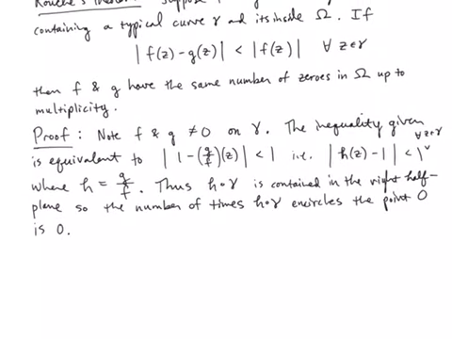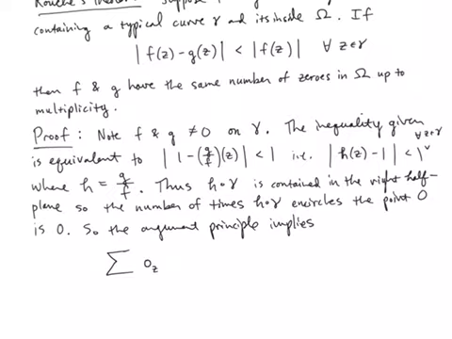So from the argument principle, the argument principle implies that the sum of the orders of the zeros of H, so that's the sum over zj a zero of H, is equal to the sum of the orders of the poles of H. So this is over points wj, which are poles of H.